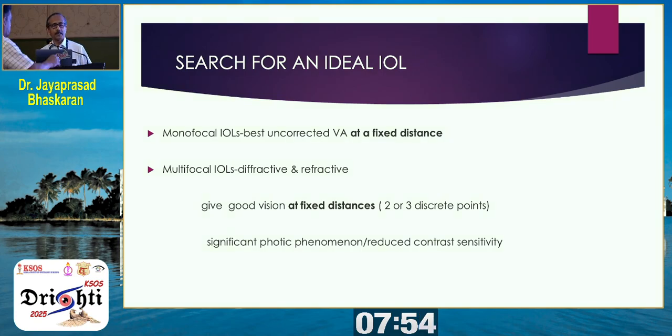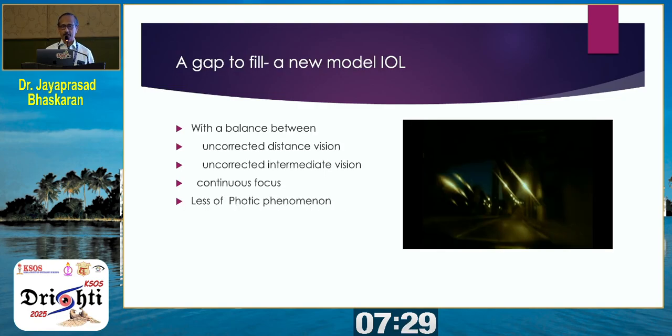So in the search for an ideal IOL, we have seen that monofocal IOLs give best uncorrected visual acuity at a fixed distance. Multifocal IOLs, both diffractive and refractive, give good vision at fixed distances, but with significant photic phenomena, as the previous speaker said. And there is always a compromise, a reduction in the contrast sensitivity. So there is a gap to fill, a new model with a balance between good uncorrected distance vision, good intermediate vision, continuous focus, and with less photic phenomena.